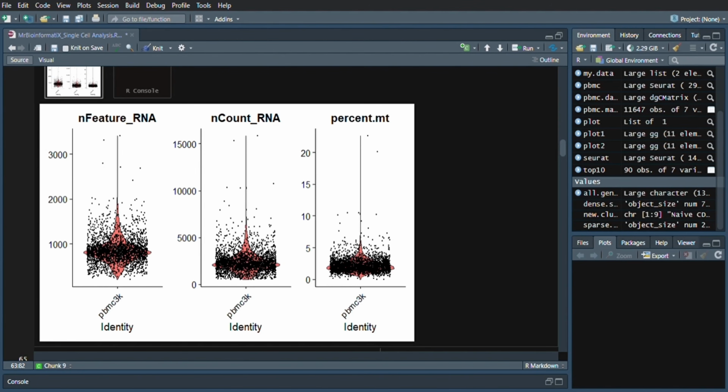This plot helps us assess the level of mitochondrial contamination in our cells and identify any potential quality issues. Now let's visualize the relationships between different quality metrics in our data to better understand how they correlate with each other.